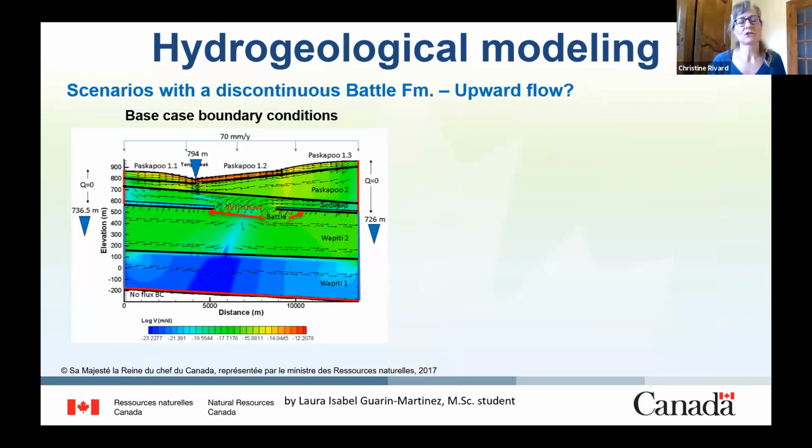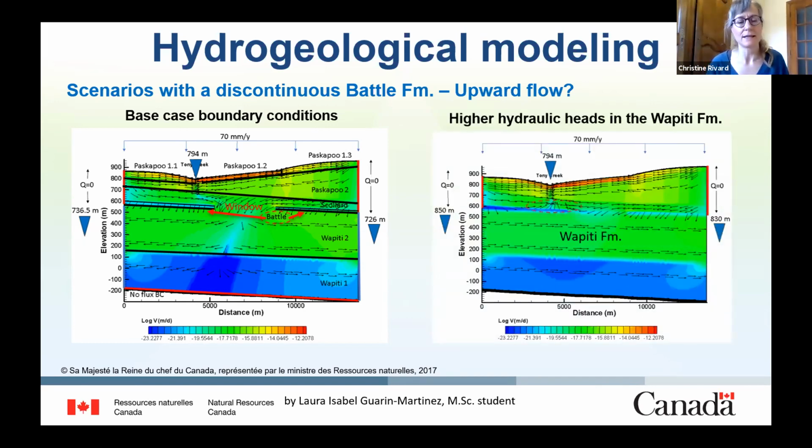As this project aims to assess potential impacts of activities carried out at depth on shallow aquifers, we wanted to see if or when upward flow could occur in the system. We thus simulated a window in the Battle formation, which was designed based on cross-sections of the provincial geological model in this area. For the base case scenario, where all values are the same as those used for the model shown on the previous slide, except for the window, we see that groundwater is always flowing downward.